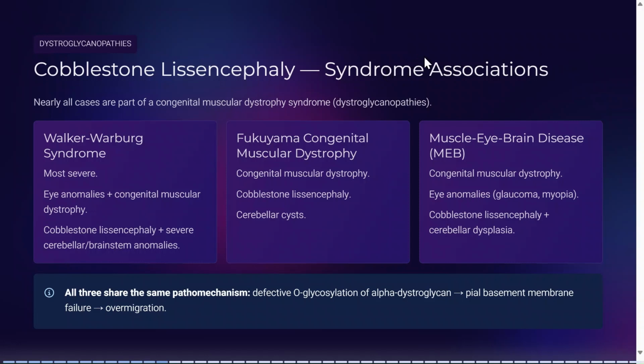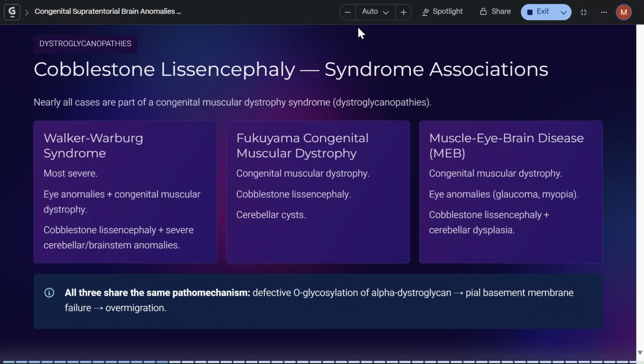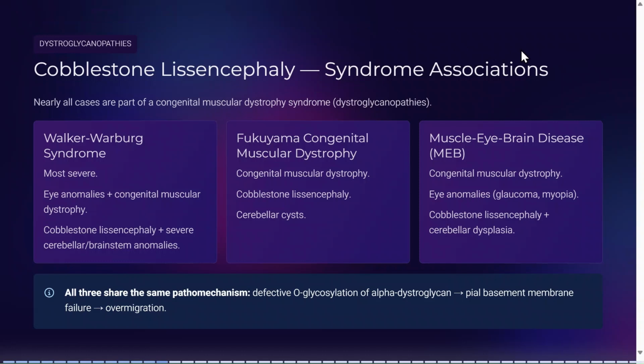This is very severe, and eye and muscles both are involved, and there will be cobblestone Lissencephaly with this, as well as cerebellar and brainstem anomalies. Now the next one is Fukuyama congenital muscular dystrophy. In this, eye is not involved, but there is muscular dystrophy, cobblestone Lissencephaly, and cerebellar cysts. Third one is muscle eye brain disease, that will be about muscular dystrophy, eye anomalies, as well as cobblestone Lissencephaly.